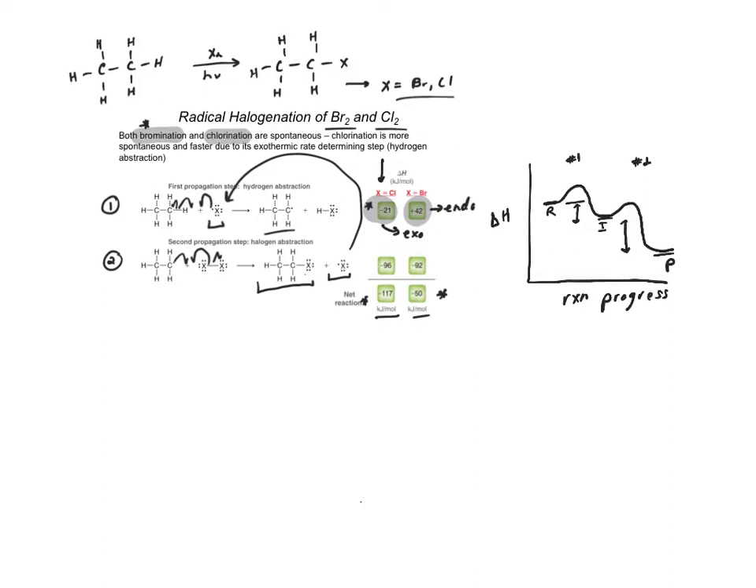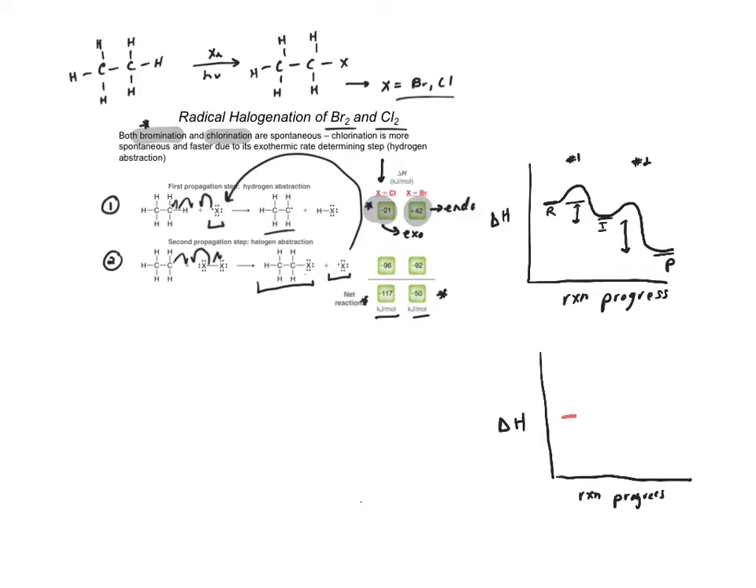Now, bromine is going to look a little bit different. If we did the exact same thing down here, with delta H and reaction progress, because that first step is endothermic, its reaction coordinate diagram is going to look slightly different. I'm going to go ahead and draw that in red.